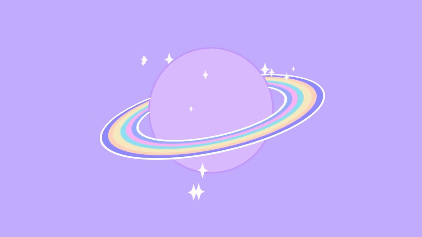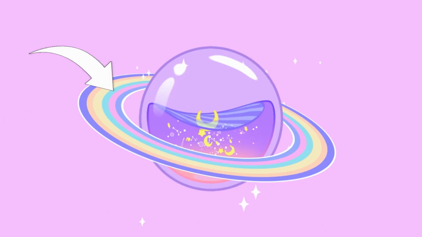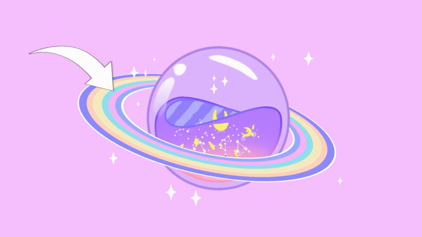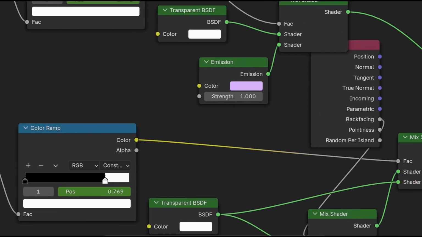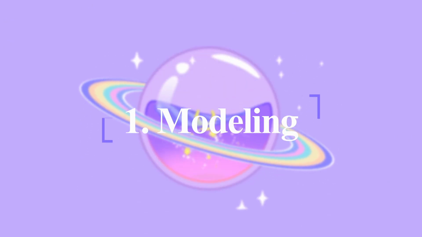This shader can turn your object transparent and opaque at the same time. And this shader can add multiple rings with different colors. So if you want to understand how shader nodes work and create line art, then this video is for you. Alright, let's start with the modeling process.